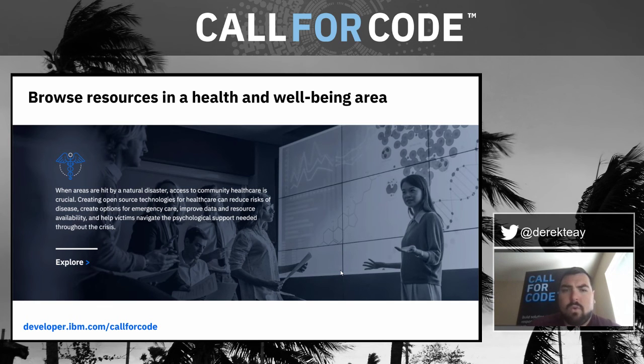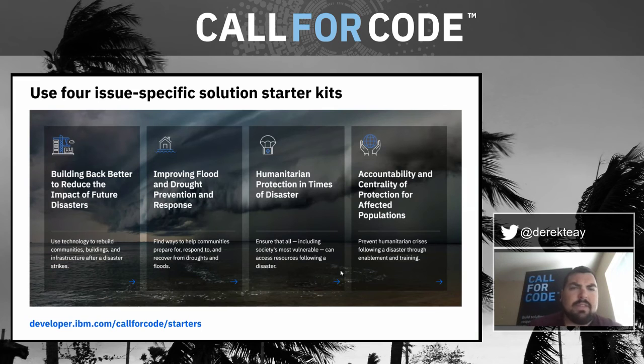There's 4 issue-specific starter kits as well. It's our newest set of resources available. We call them our starters. They're proposed solutions for a scenario in each of the 4 problem areas that were identified by the United Nations Human Rights Office and the United Nations Disaster Risk Reduction Organization. They're meant to encourage solutions to real-world problems, and they can be used as a starting point for solutions you create for Call for Code.